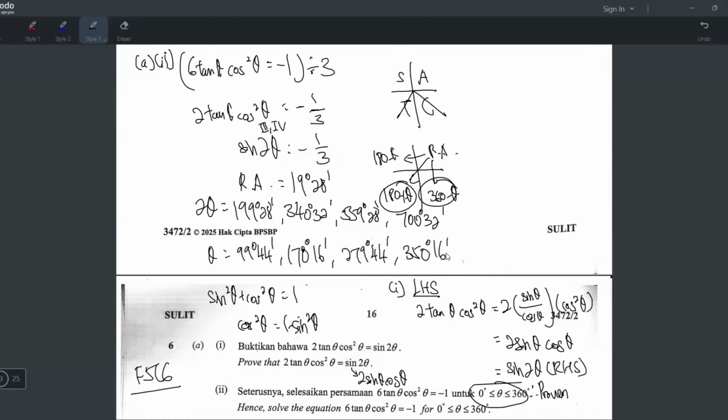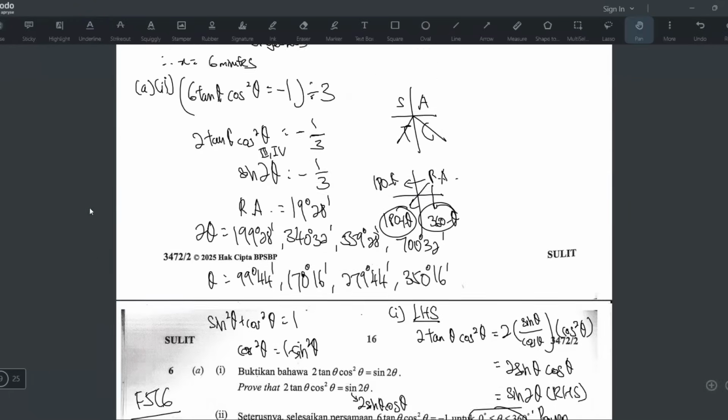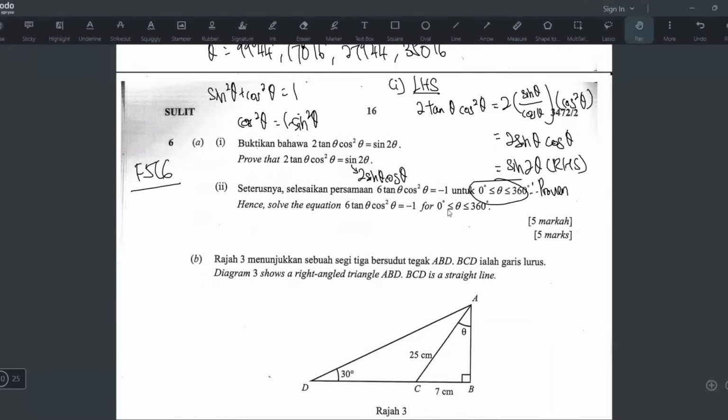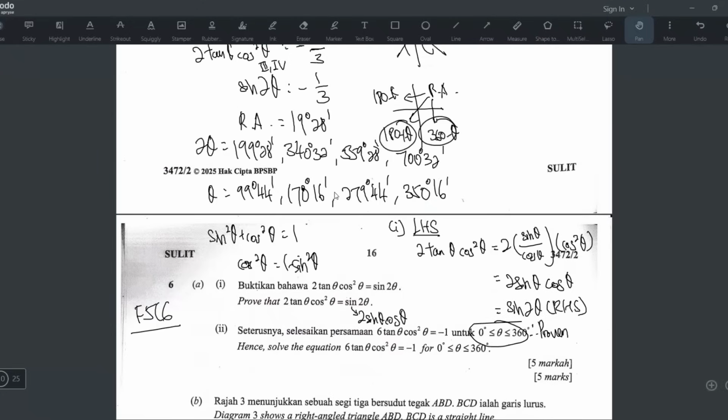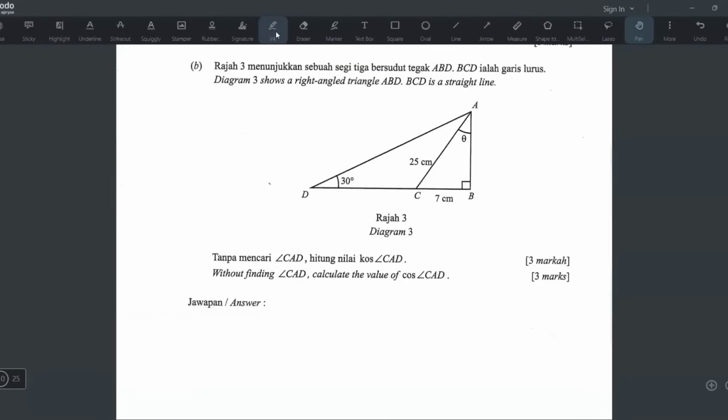99.73 degrees. Yeah, that's right. So that's the answer for A2. Done already. They want the answer between 0 and 360, right? So yeah, all the answers are in between 0 and 360. Okay, let's do B now.